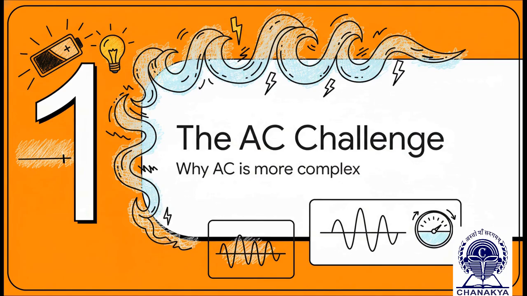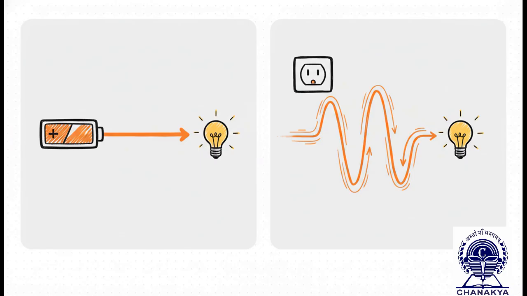All right, first up, the AC challenge. What is it about the electricity in our homes that makes it so much trickier to work with than, say, the power from a simple battery? Well, it really just comes down to this. Direct current, DC, is super simple. Think of it like water flowing through a pipe in one direction. It's constant, it's steady, it's predictable.